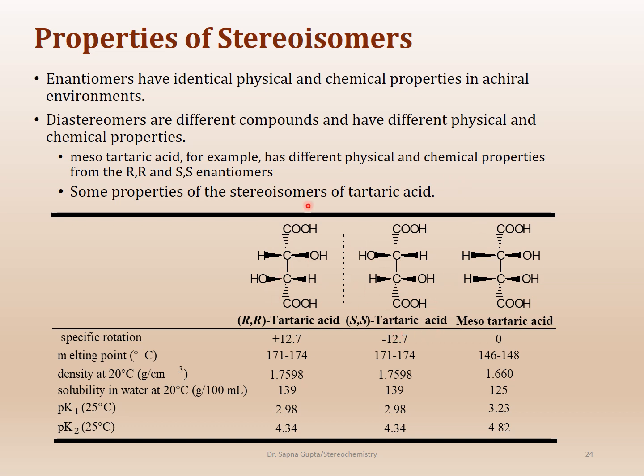So here we have the properties of enantiomers, which is the RR and then SS. And here is the Meso compound, which is actually a diastereomer of these 2 enantiomers. So you can see that the melting point is different, density is different, solubility in water is different. And all of this is, in a way, a good thing because it helps to separate out some compounds. Otherwise, enantiomers are really very hard to separate, but because diastereomers have different properties, you can use those properties to separate, and that process is called resolution, which we will talk about.